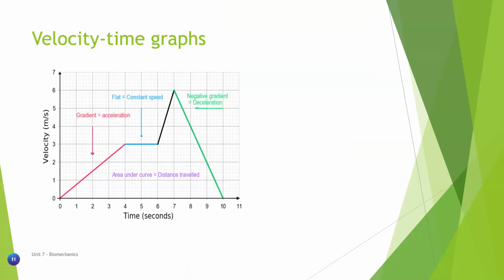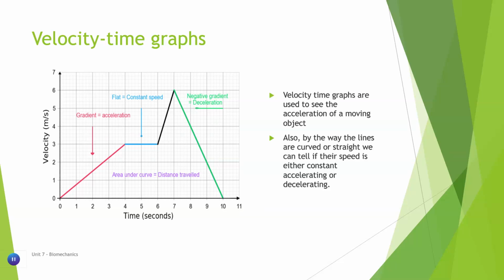Velocity time graphs are used to calculate the rate of acceleration and deceleration, but also show us if the athletes are traveling at a constant speed. We can see from the different lines what the athlete is doing. The first line is pink and is at a gradient, which means it's acceleration as the athlete is increasing velocity as time goes on. The next bit is flat and is at a constant speed as the athlete is traveling at the same velocity as time goes on. The green is deceleration as the velocity is decreasing over time. The whole space underneath is the distance the athlete would have traveled.